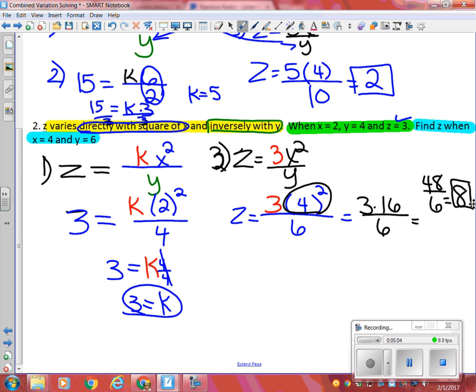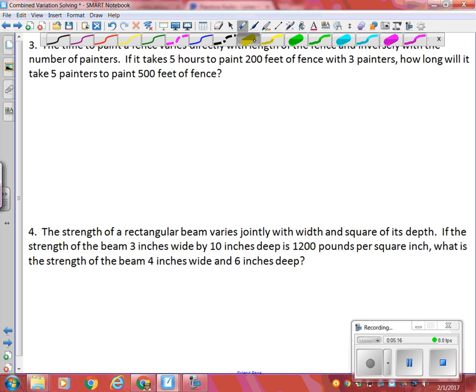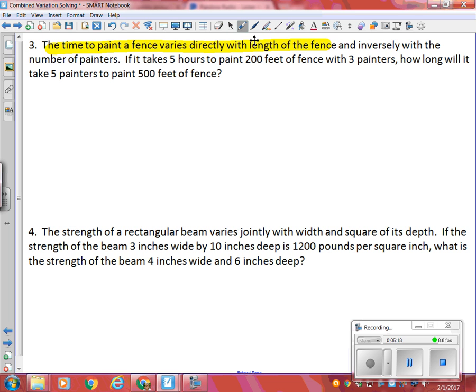Now that we've done some that are kind of generic with just X, Y, and Z, let's look at a couple of examples where we actually have word problems. Same kind of setup. I might have to choose along the way letters that make sense for my problem. The time it takes to paint a fence. I'm going to simply use letter T for time. So T equals. Varies directly. So I know it says directly with the length of the fence.